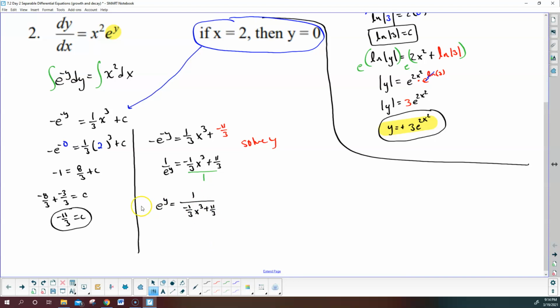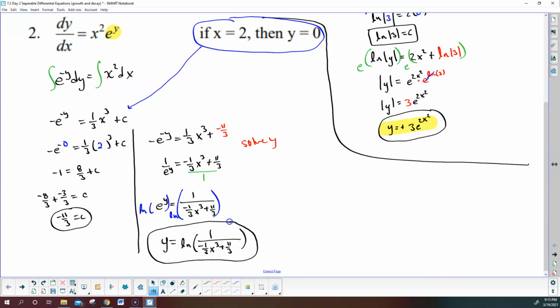And then our very last thing is to get e to the y by itself, and the only way to do that is to take the natural log of both sides. So I get e and ln reducing out, leaves me with y. And then my final answer, I'm not going to simplify it anymore, is right here.